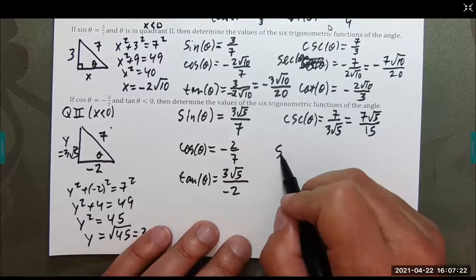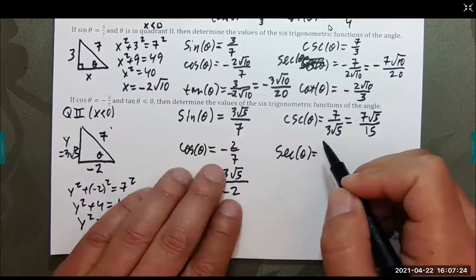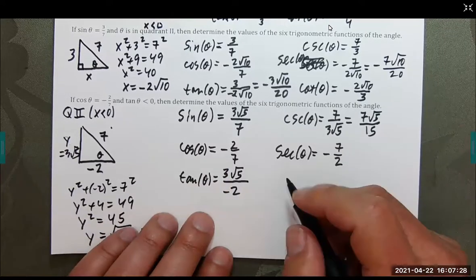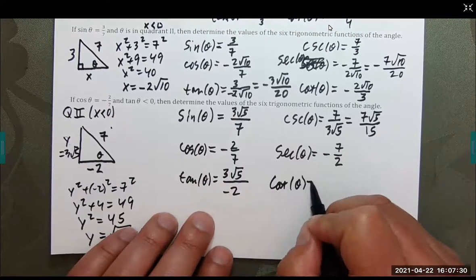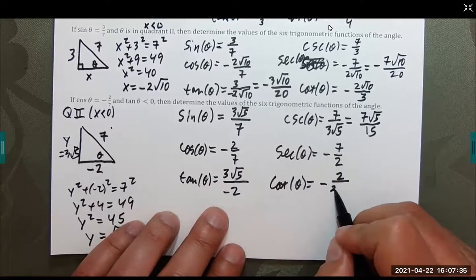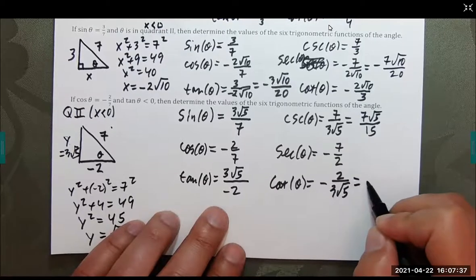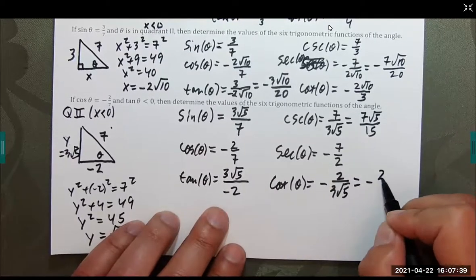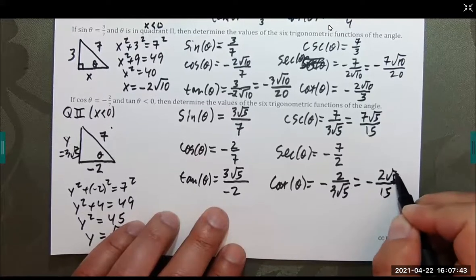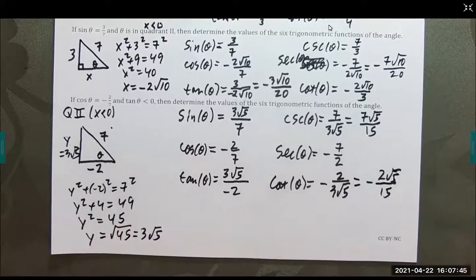Secant of theta is the reciprocal here, negative 7 over 2. And cotangent of theta is negative 2 over 3 root 5. And rationalized, that becomes negative 2 root 5 over 15. Not too bad. You just have to get all the pieces of the puzzle to work it out.